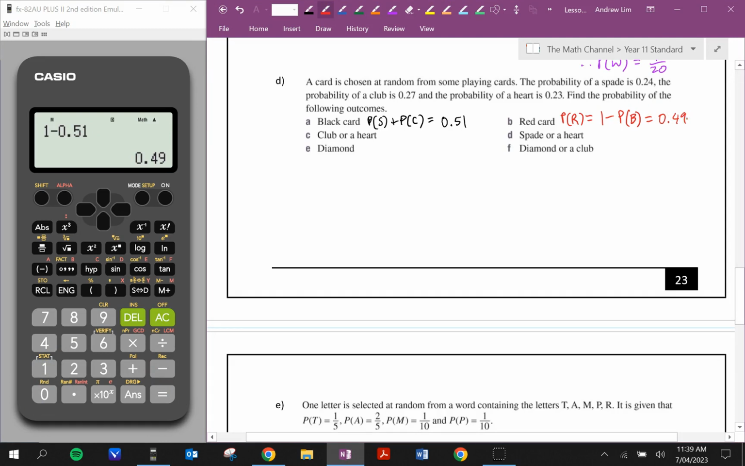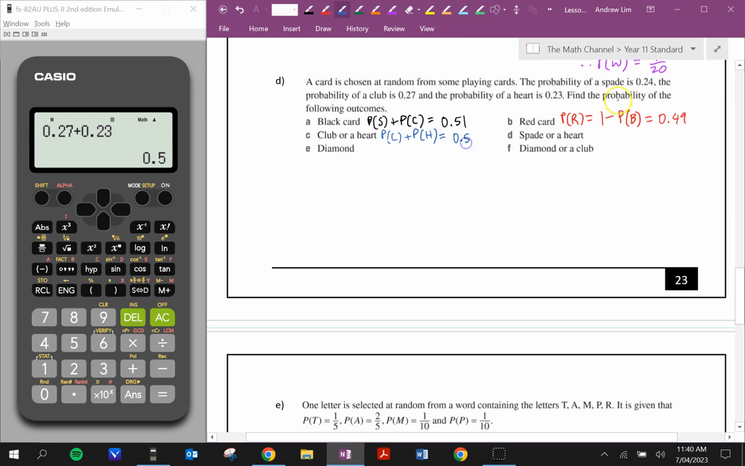Club or a heart. So we've got club or a heart as 0.27 and 0.23. So we can add them together. The probability of club plus the probability of a heart. 0.27 plus 0.23 is 0.5.